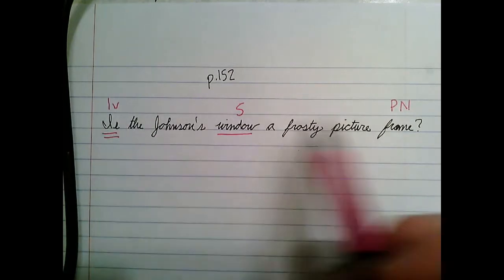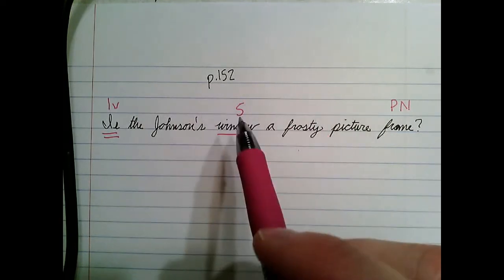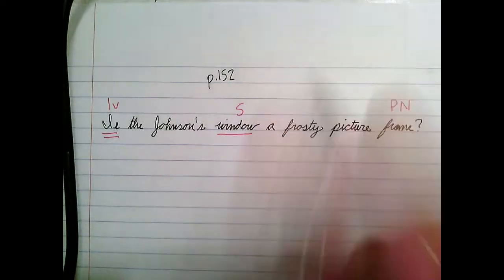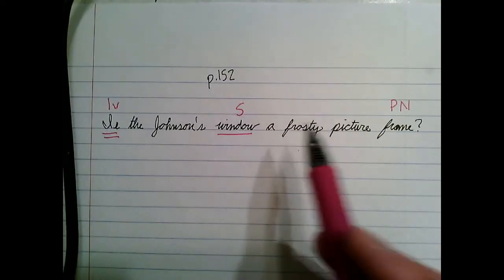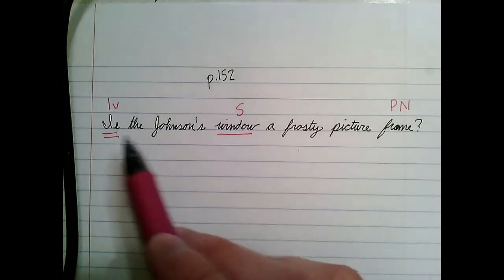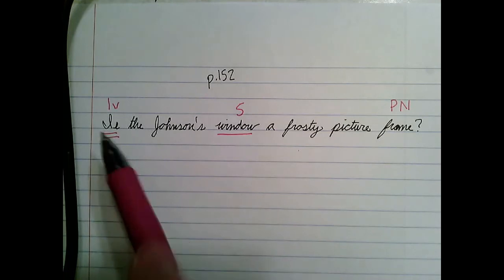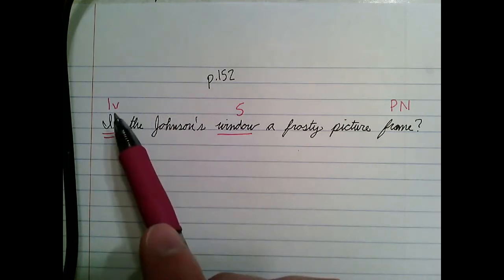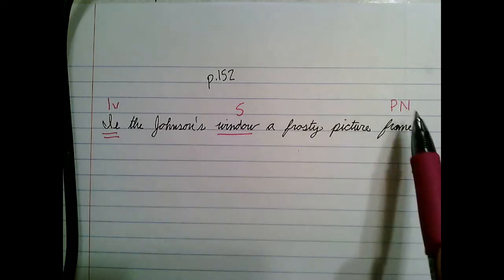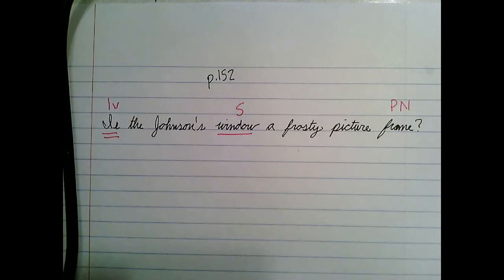Again, sometimes it's hard in the form of a question to find the verb. So if I just reworded this and made it a statement instead, it would be, the Johnson's window is a frosty picture frame. Now it feels like it makes more sense for the verb to be there. That's when it's in the form of a question. And there's no helping verbs in this one. So if I have my linking verb, my subject, and my predicate nominative, it's time to go through and find any adjectives or adverbs.